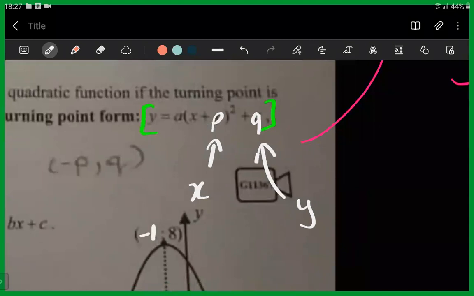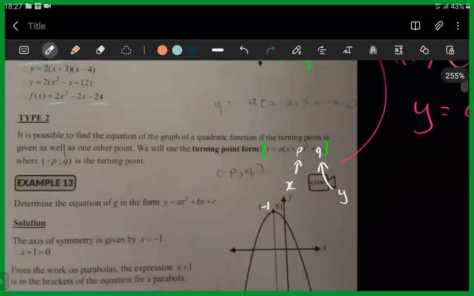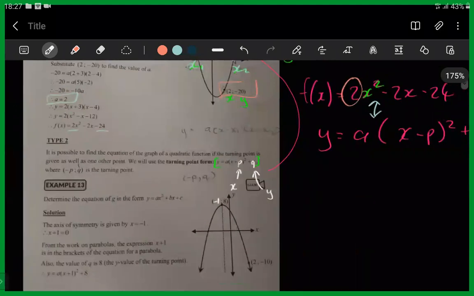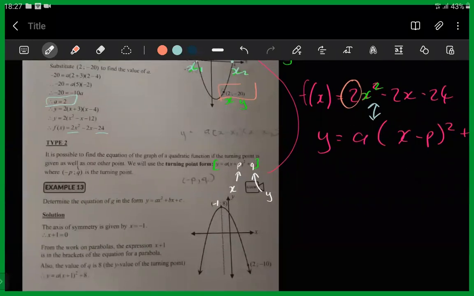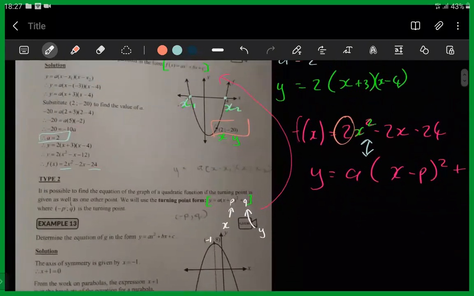Before you carry on, isn't it negative P, 9? I'm saying, you see where you said P and Q, why isn't it negative P and Q?